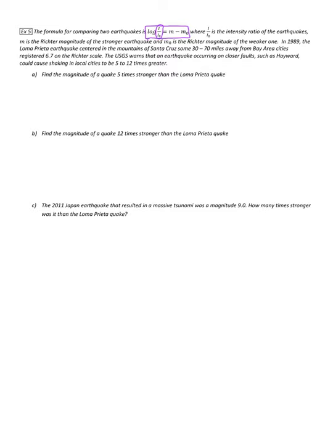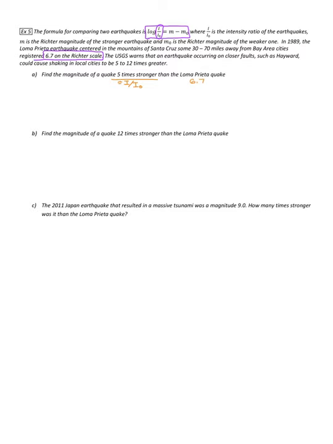So I don't know if you remember, in 1989, we had a 6.7 Loma Prieta earthquake. I happen to have been living in San Francisco at the time. That was fun. And so what we want to do is find the magnitude of a quake that would be 5 times stronger than the Loma Prieta. So this was 6.7, and 5 times stronger, that's going to represent the ratio of the two intensities.